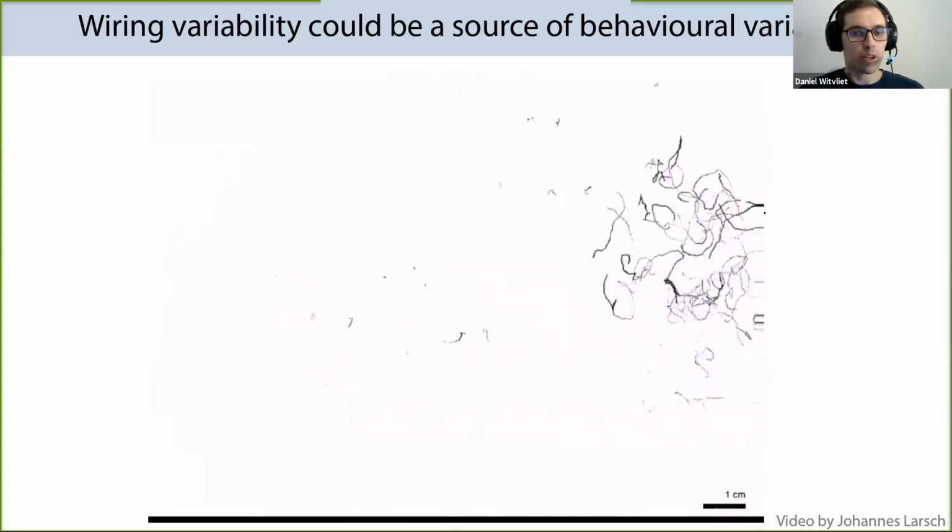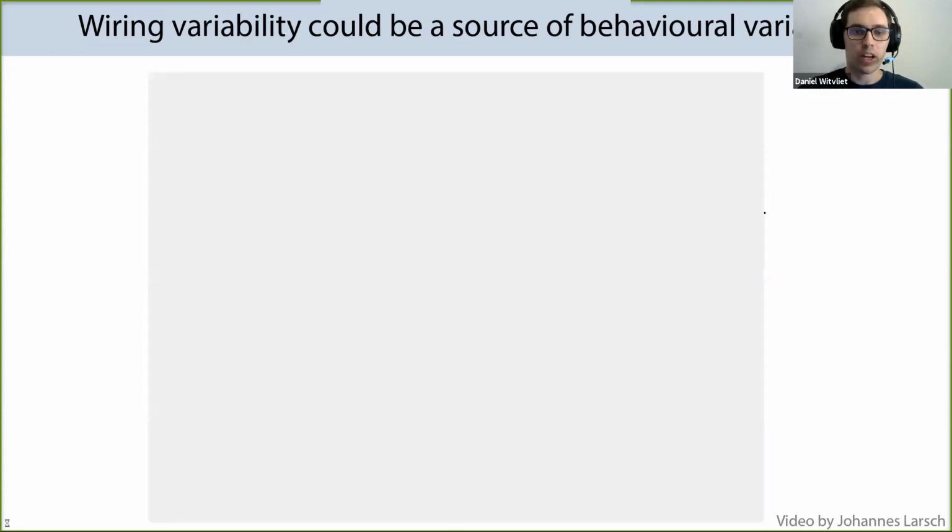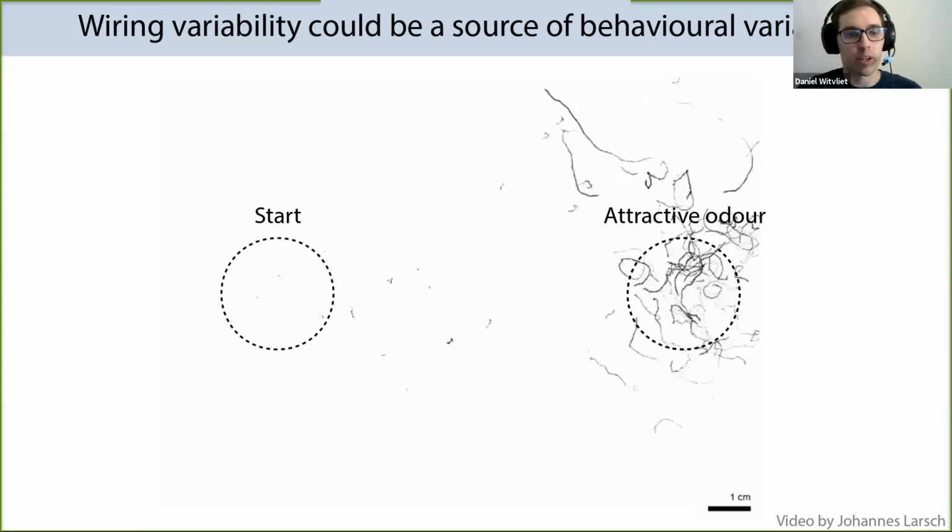So behavioral variability is not random, it's highly regulated, and since wiring variability is not random either, it could be a source of behavioral variability. And with this in mind, it also makes sense that motor neurons have the least amount of variability because the worms want there to be variability in the decisions they make, such as should I or should I not crawl towards an odor. But when they made that decision, it should be executed faithfully by the motor neurons. So variable connections are likely important.